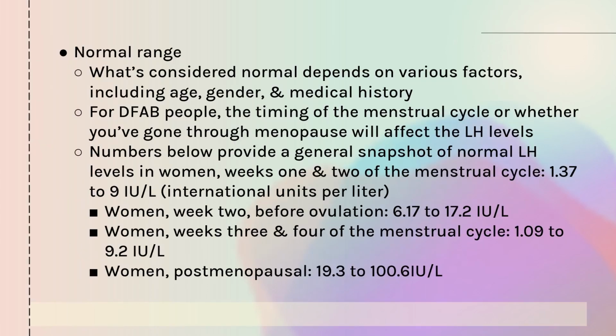Listed here are some general guidelines for normal LH levels in women at different stages of the menstrual cycle. In weeks 1 and 2 of the cycle, typically LH levels range from 1.37 to 9 international units per liter. In week 2, before ovulation, LH levels are usually high, ranging from 6.17 to 17.2. And in weeks 3 and 4 of the cycle, 1.09 to 9.2. And again, in post-menopausal women, LH levels can be higher, ranging from 19.3 to 100.6.